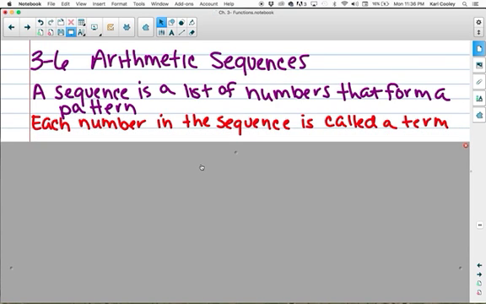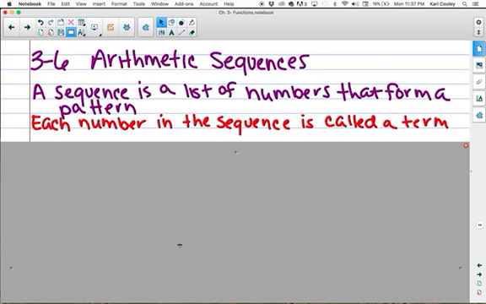We're also going to be taking a look at the word term. Every number that's in this sequence is referred to as a term. Okay, so please don't get confused when we start using that vocabulary word. A term is simply the number that's separated by the comma in my list.